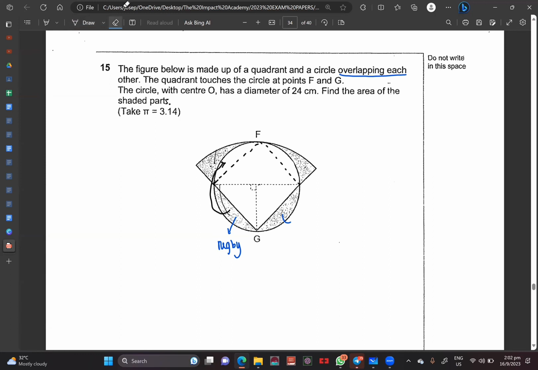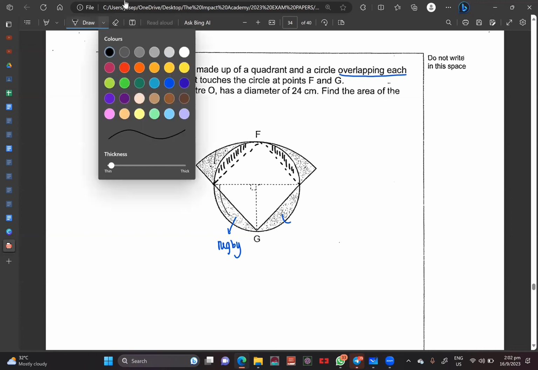Do you agree so far? All right, so when I do that, I'm just going to shift. Okay, and then I'll shade. And I can also shade this. Agree so far? All right, so I have 2 rugby balls.